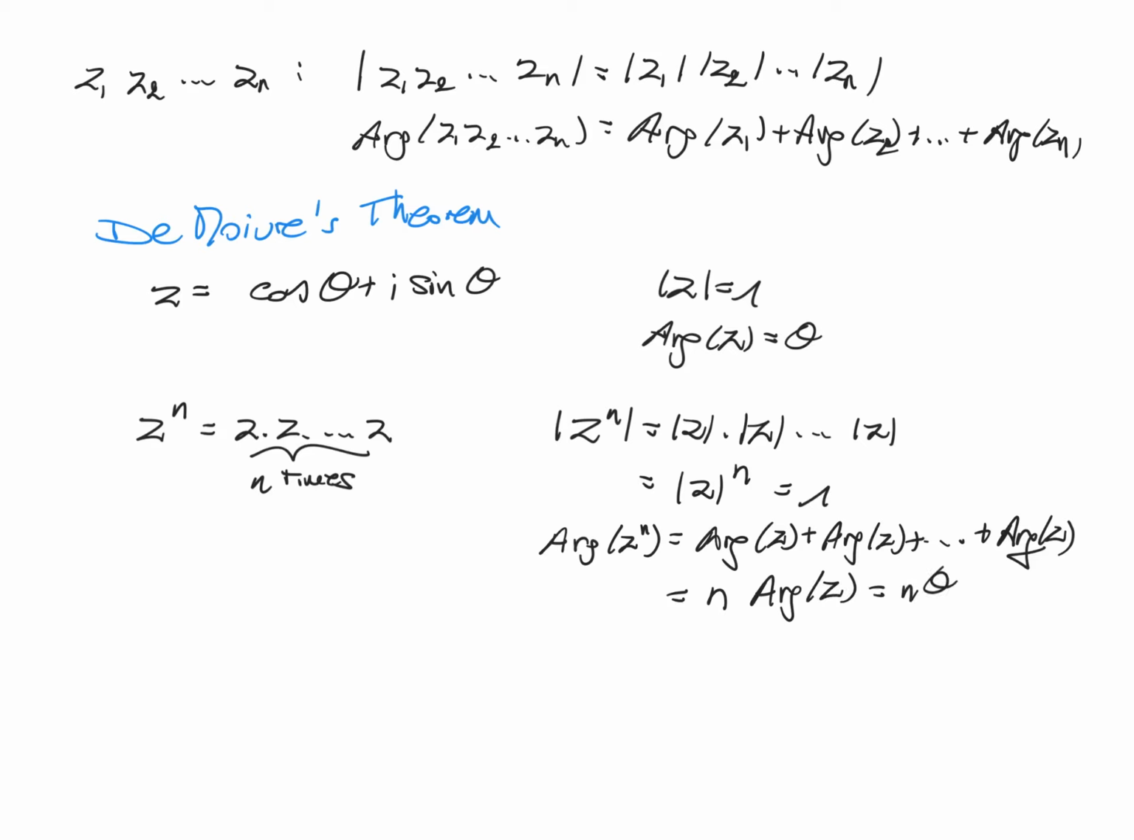So de Moivre's theorem tells us that if I have cosine theta plus i times sine of theta, and I take the nth power of this, this is just cosine of n times theta plus i times the sine of n times theta. So here, if we have a complex number with modulus 1, we take this to the power n. What happens is that we multiply the arguments by n, so we have n theta instead of theta.